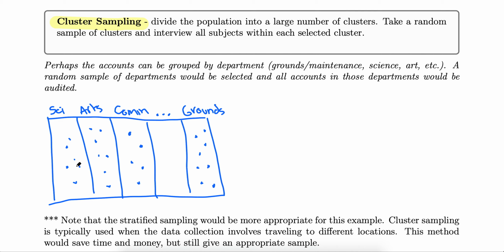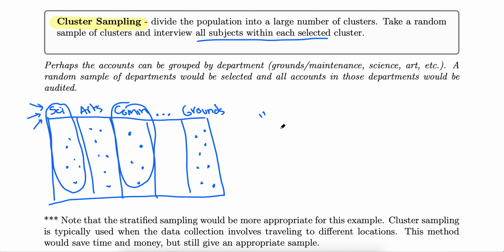This time, instead of making sure there's representation from each of the groups, we're going to take our random sample, our simple random sample of the groups themselves. So I'm going to look at a random sample of all these different departments, and maybe I select sciences. Then I'm going to look at all the subjects within the sciences. Maybe communications was selected, so I look at all the subjects within communications. So all subjects within each cluster or grouping.